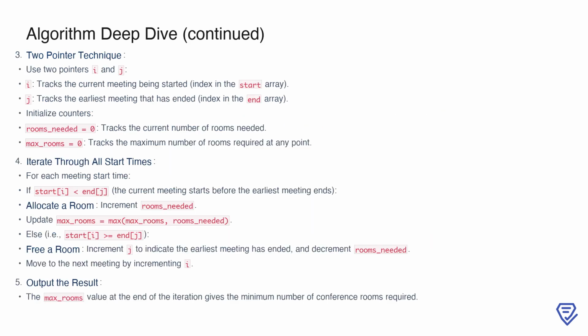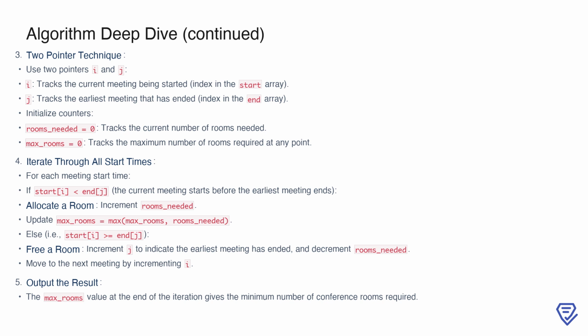Now, we proceed with the two-pointer technique. We use two pointers, i to track the current meeting being started, and j to track the earliest meeting that has ended. We also initialize two counters, rooms_needed, which keeps track of the current number of rooms required, and max_rooms, which records the peak number of rooms needed at any point.